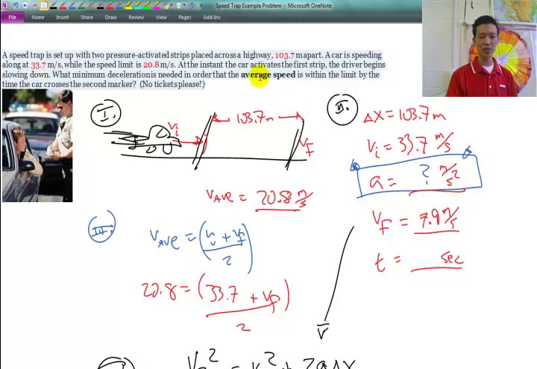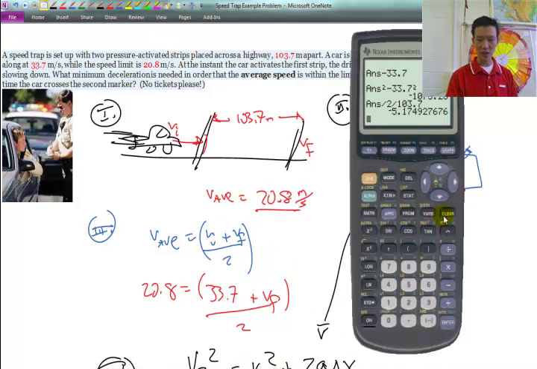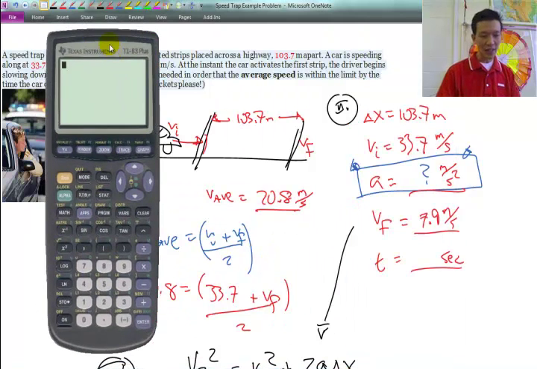Question? Okay. That was an excellent question. Why the average speed is 20.8 and why it's not the final speed. If you look at this, if the final speed was 20.8, let's just get out our calculators really quick. Sometimes just looking at the numbers helps. If your initial speed was 33.7, your final speed was 20.8.